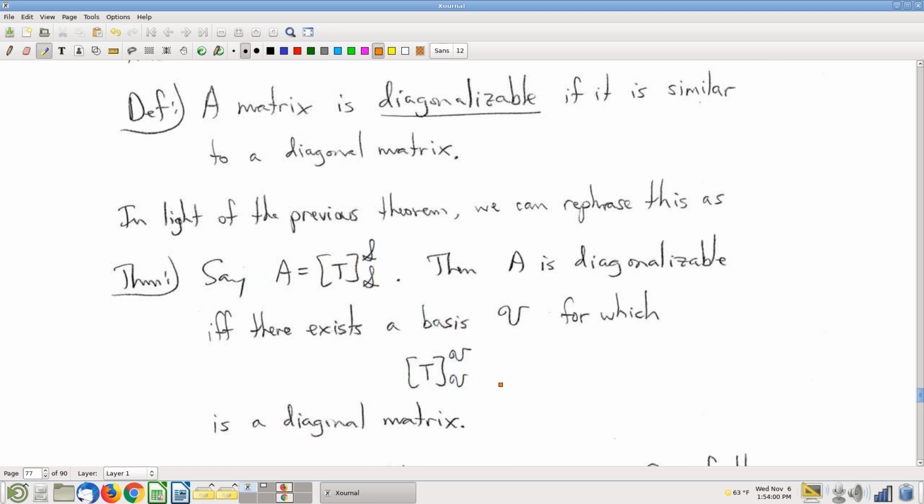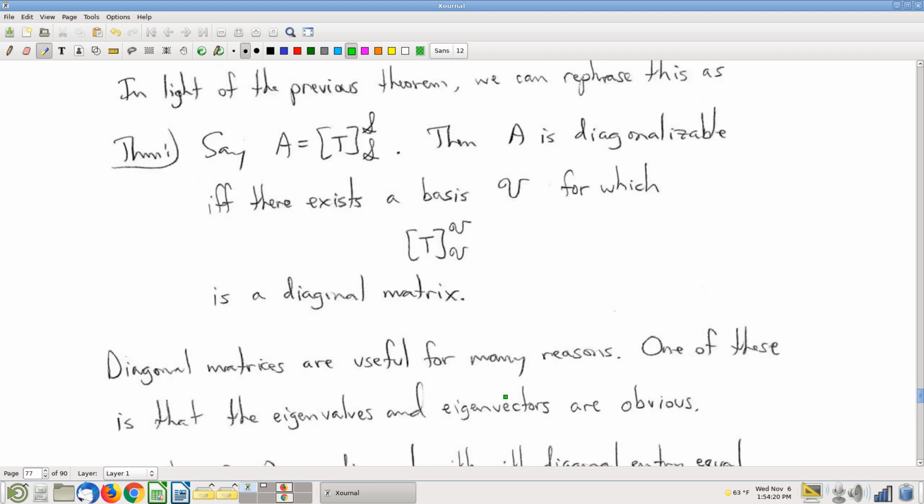Okay. So we had this idea of similarity, different points of view on similarity. We're talking about, by that process, turning a matrix into a diagonal matrix. Why a diagonal matrix? What's so great about diagonal matrices anyway?